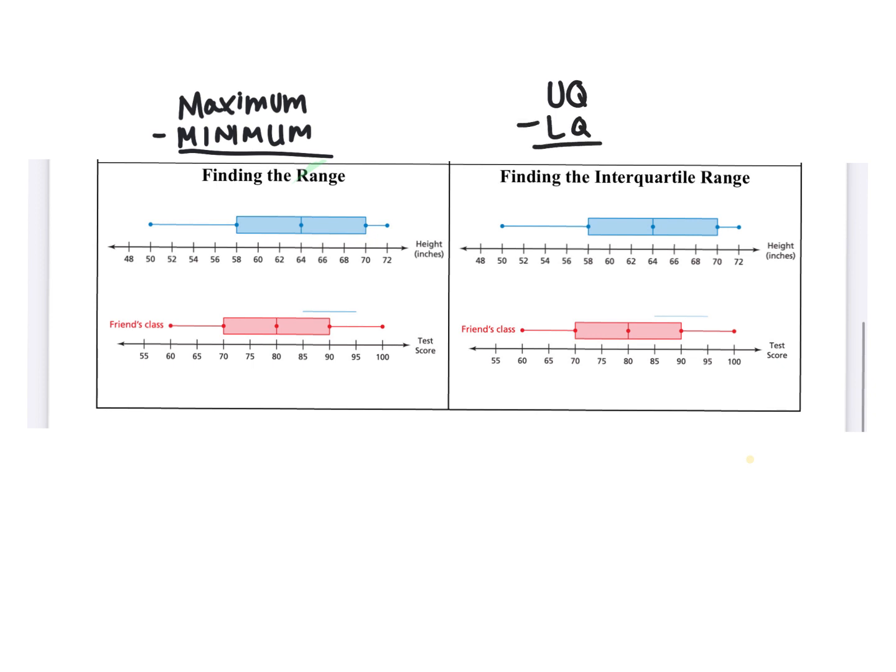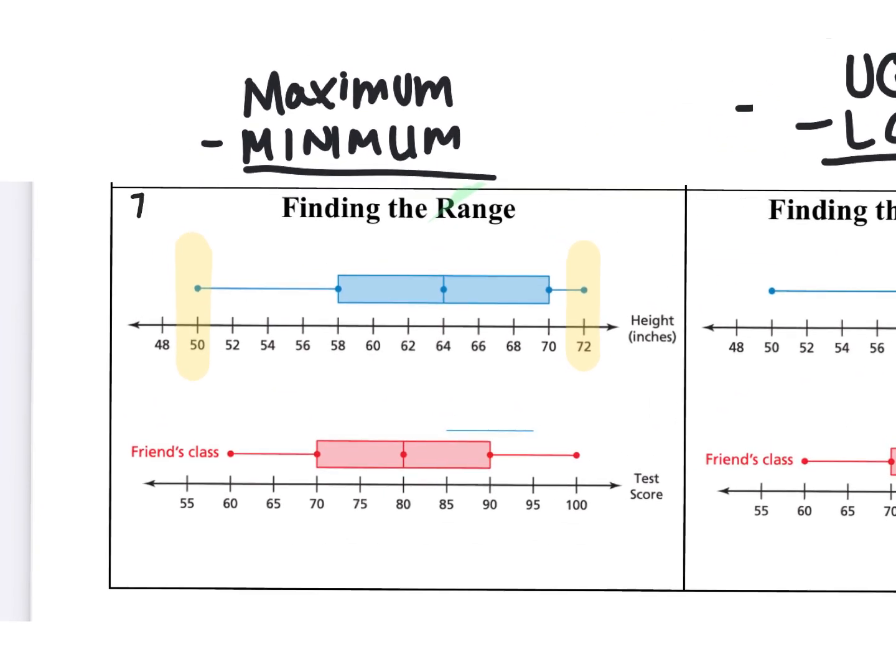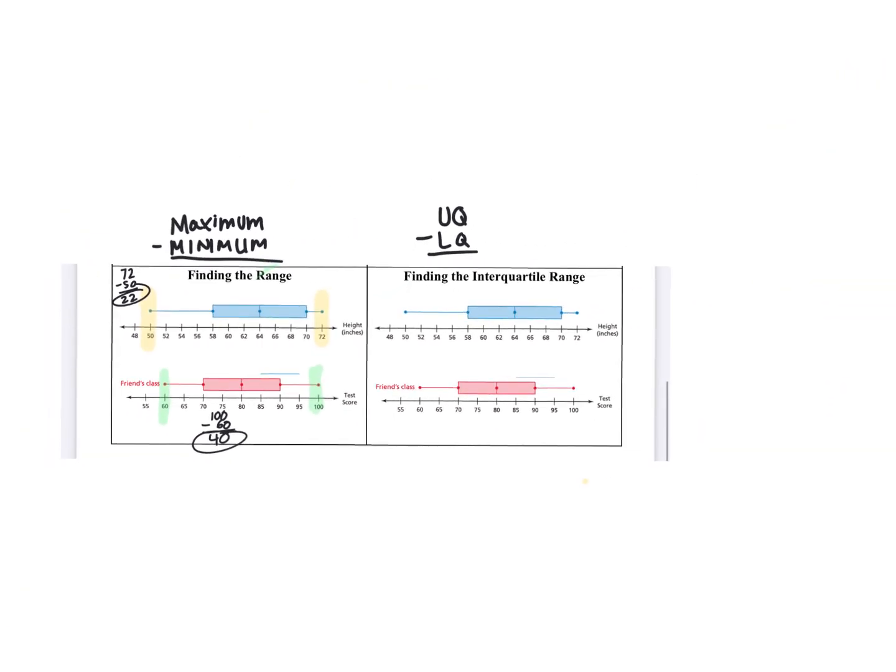For the first one, we are going to find the range, which our minimum is 50 and our maximum is 72. So you are going to subtract 72 minus 50, which gives you 22. So that's our range. In this case, with this one, we have a minimum of 60 and a maximum of 100. So it would be 100 minus 60, which is 40. So that's how you find your range. You just take the first dot minus the last dot.